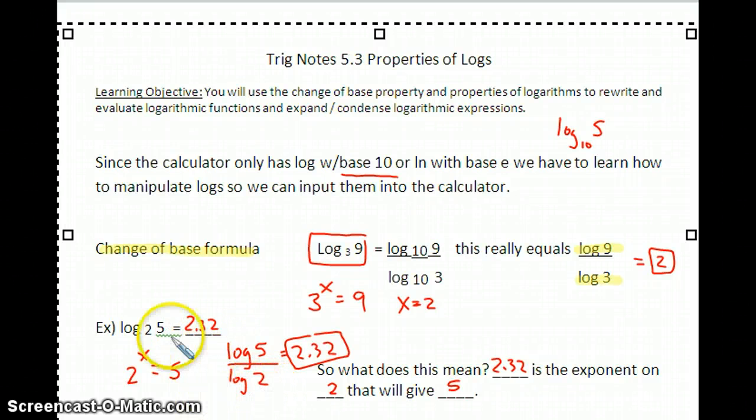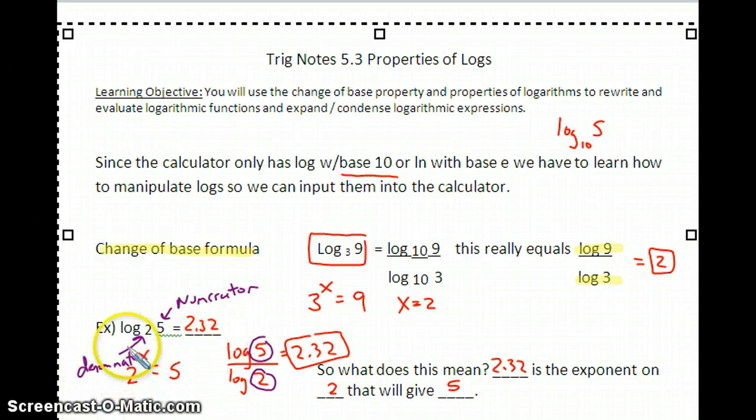So for the change of base formula, you take the log of the number you're taking the log of, in this case log of 5, and you divide it by the log of the base. So the base always goes in the denominator. That's the big issue I see, is switching up the numbers here. That will change your answer. So this number goes in the numerator, and this base goes in the denominator. You have to keep that straight when you're using the change of base formula.